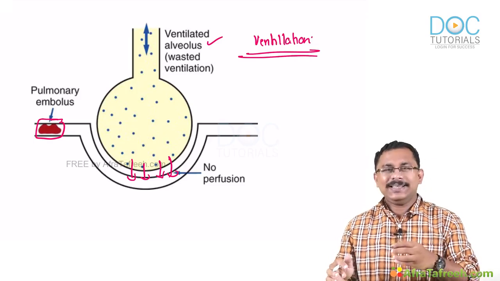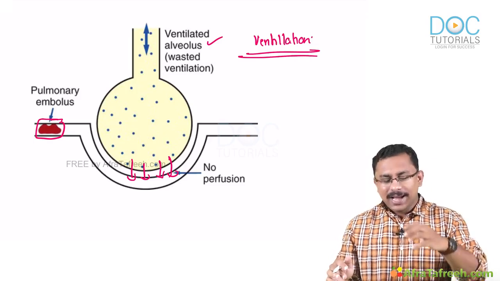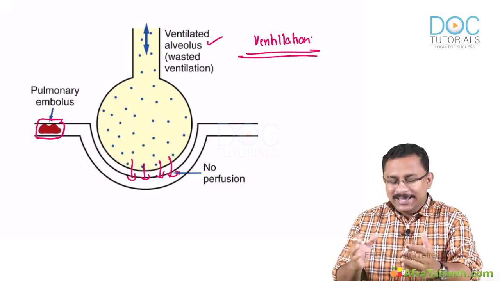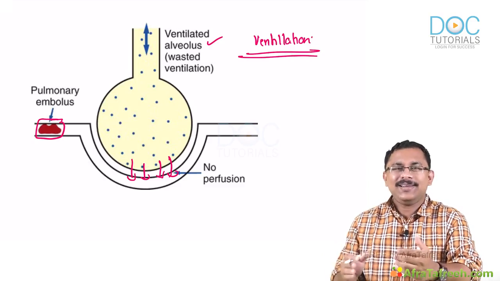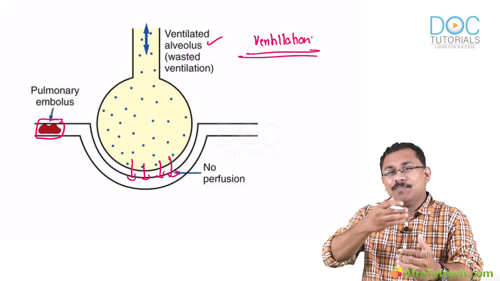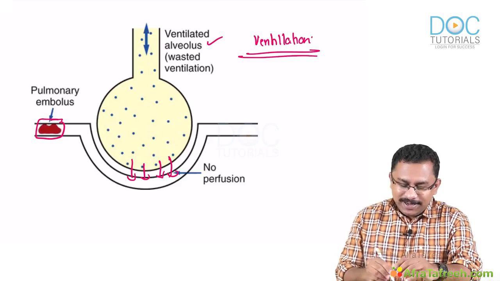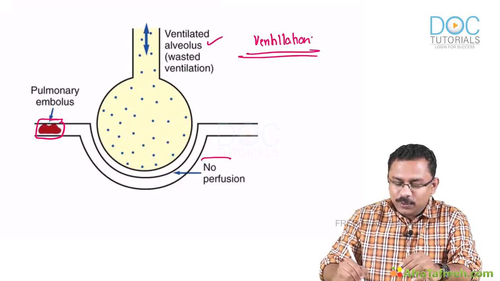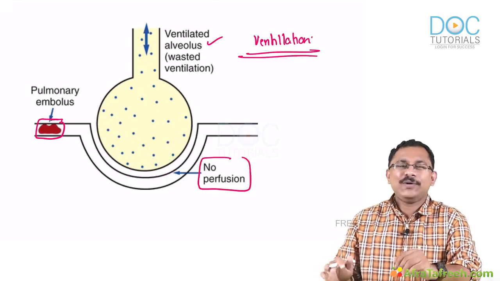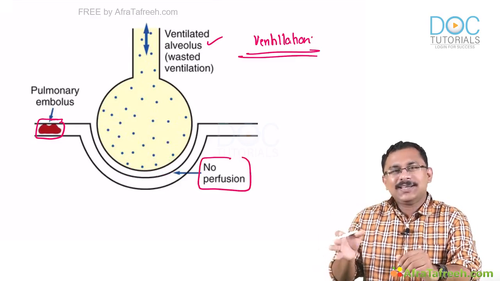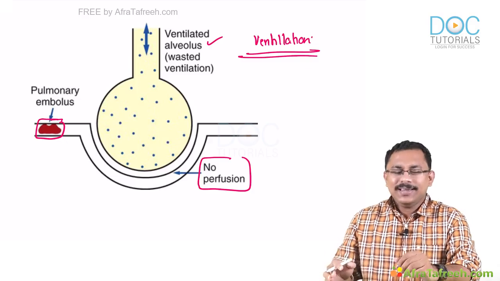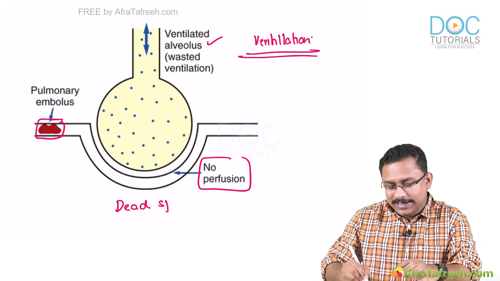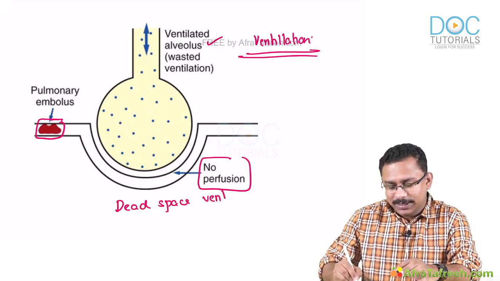So what happens is that at the capillary level, you have the oxygen that is reaching the alveoli, but for the gas exchange to happen, you've got to have a blood flow also to the region. See here, because there is an embolus blocking at that site, there is no perfusion happening here. Now because there is no perfusion happening here, it is almost like a dead space ventilation.